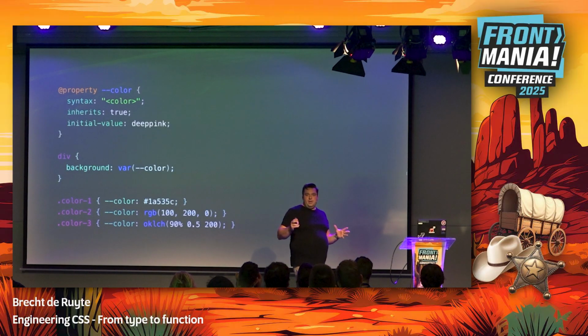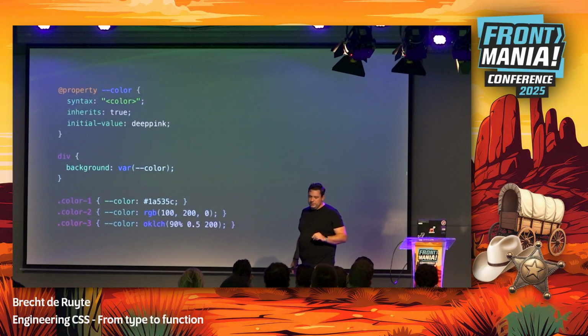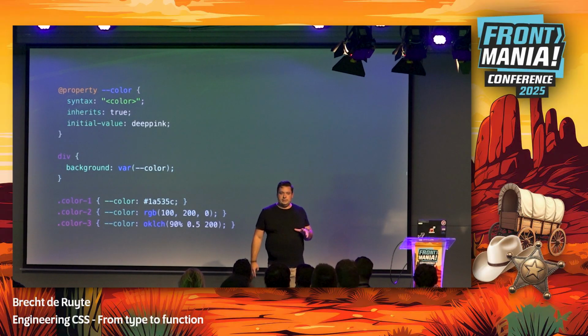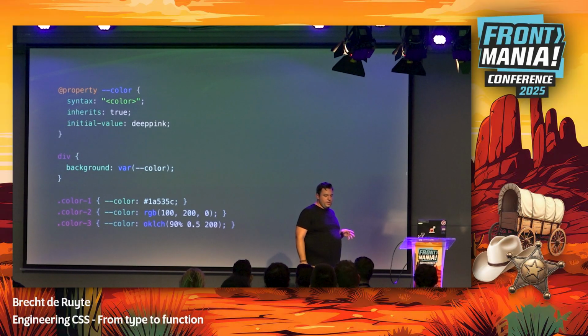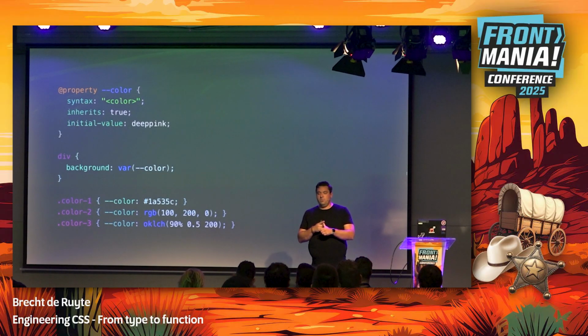So this is my property that I'm going to declare. My custom property is named color. It's going to naturally have the syntax color. I'm choosing to inherit. Doesn't really matter for this example. And the initial value is set to deep pink. Then I have a div. Well, actually I have 3 divs. And I'm going to read the variable color in there, which I'm going to set in 3 classes, color 1, color 2, and color 3.